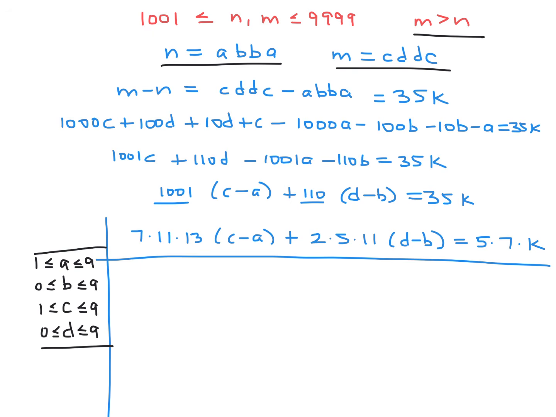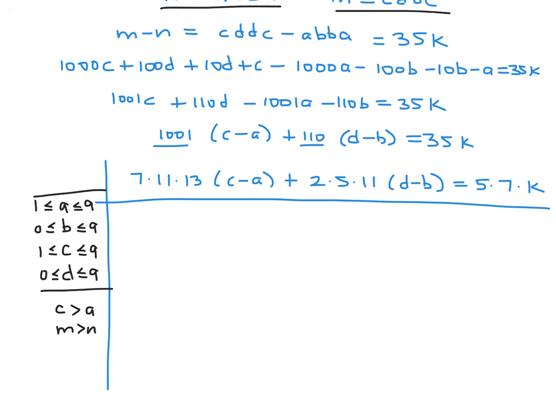And this is also important. M is greater than n. So if m is greater than n, what does that mean? That means that C has to be greater than A, because m is greater than n, right? I hope that makes sense. Is that true? Yeah, I'm pretty sure that's true. Okay. All right, so now let's go back and tackle this guy here.